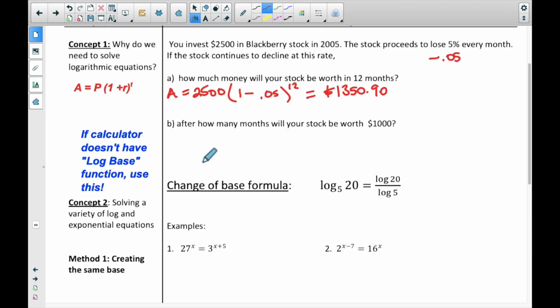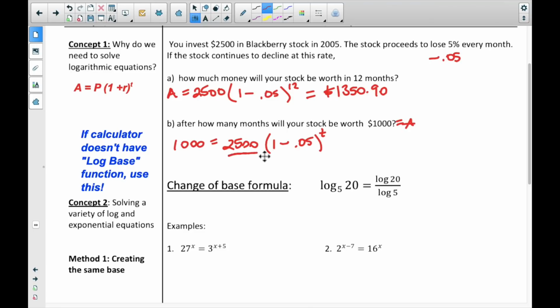And so here's what we're going to do. Question is, after how many months will your stock be worth $1,000? So in this case, the $1,000 is now our A. So I can set up my equation similar to how I did before, but I'm going to put my 1,000 over here and my 1 minus 0.05 here. But now my exponent is going to be t, or m, if you want to call it m, whatever.